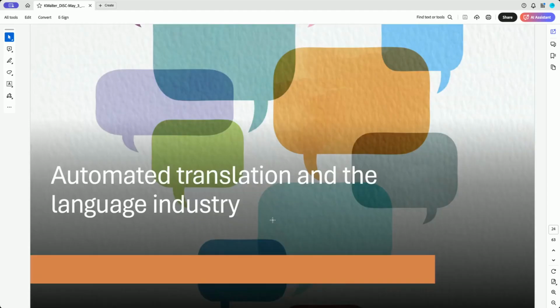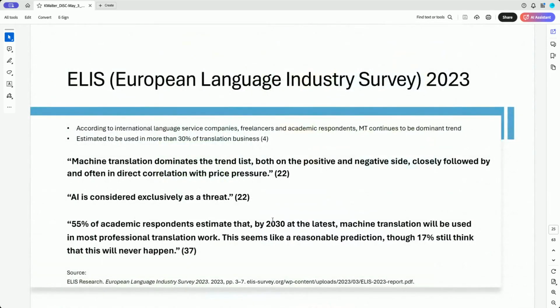So how has automatic translation transformed the language industry? This section is short, but I consulted the European Language Industry Survey report from 2023. And according to the international language service companies, the freelancers and the academic respondents involved, machine translation continues to be the dominant trend and also the dominant area of investment.